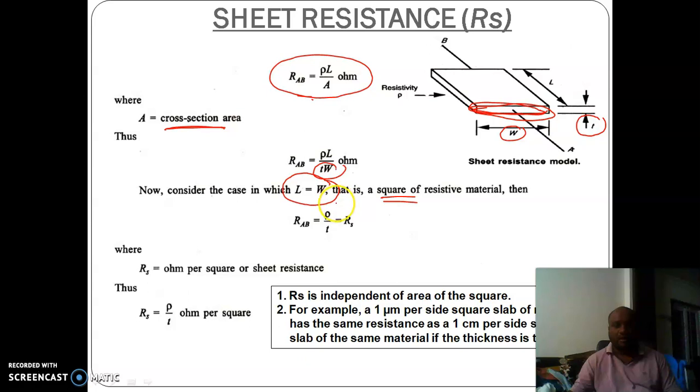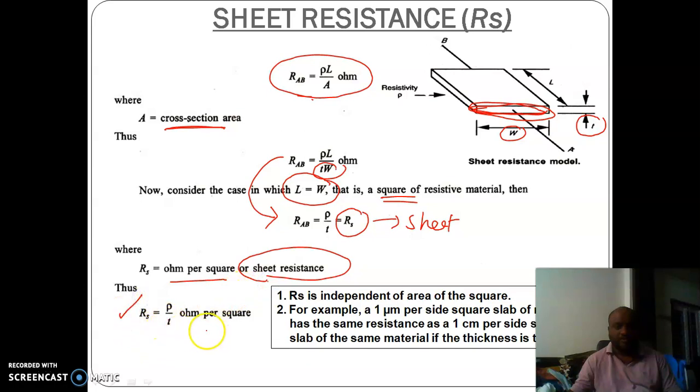Now if you consider this slab to be a square, then length and width will be equal, L is equal to W. In that case, this equation changes to R_AB is equal to rho by T. Such resistance is known as sheet resistance, ohm per square. So Rs, sheet resistance, is rho by T ohm per square, where we can observe from this equation Rs is independent of the area of the square. That means if that is a square shaped slab, whether you have a 1 micrometer side square or a 1 centimeter per side square, the sheet resistance will remain the same provided the thickness is the same.